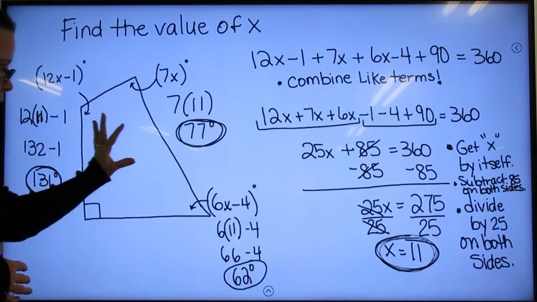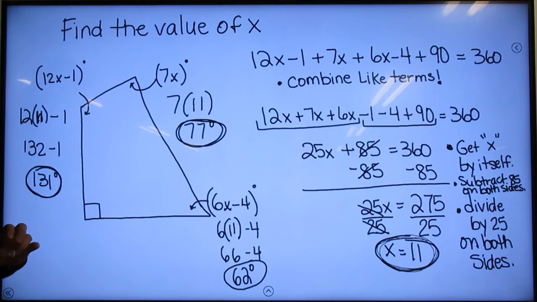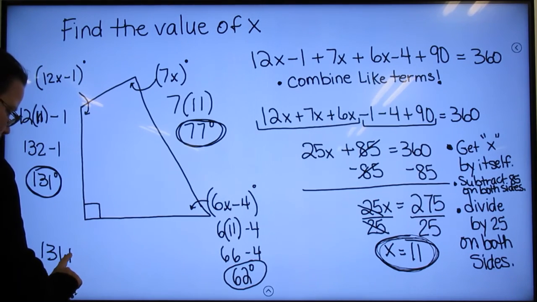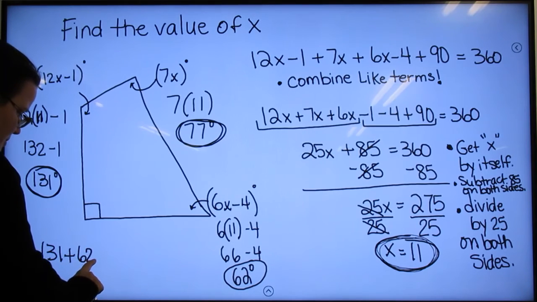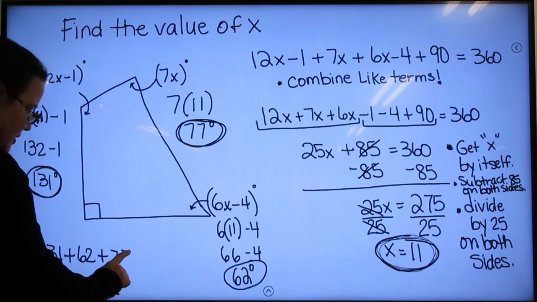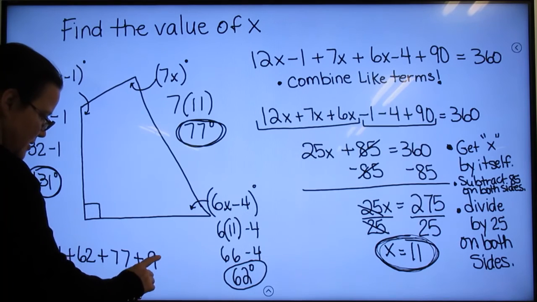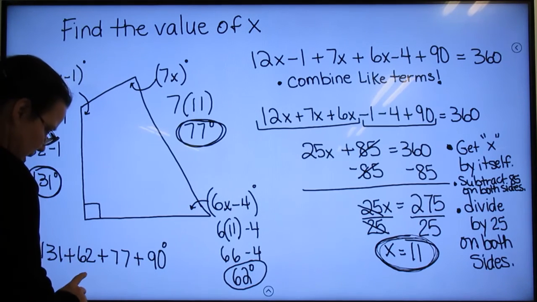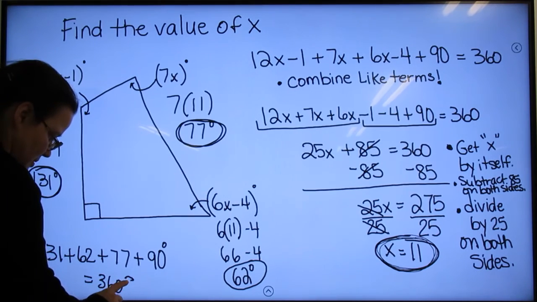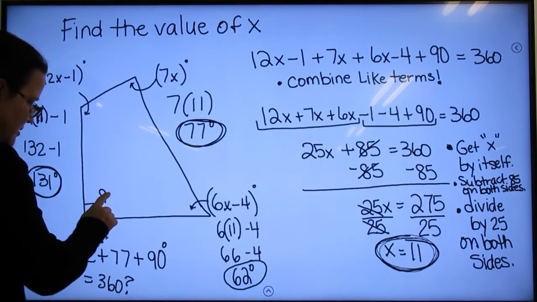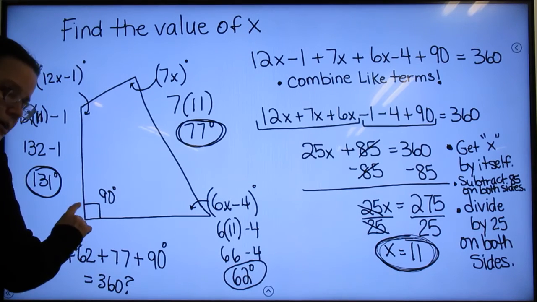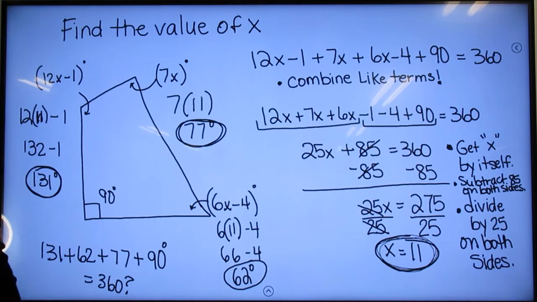Now, to figure out if you did it correctly, you would add up 131, 62, 77, and 90 degrees, and see if all those four are equal to 360 degrees. Brain fart, sorry. So, 131 plus 62 plus 77 plus 90 degrees, does it equal 360? And remember, this is a 90-degree angle because that little square in the corner means it's 90 degrees.